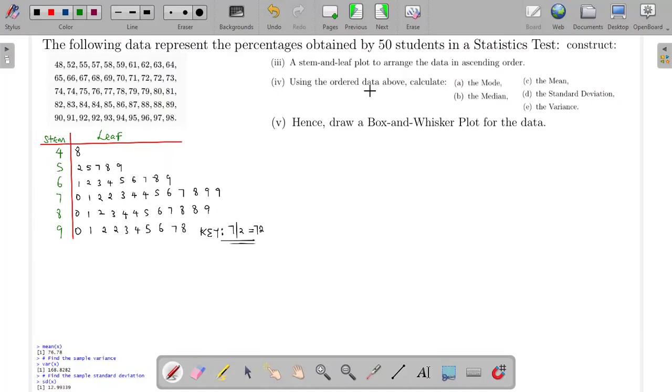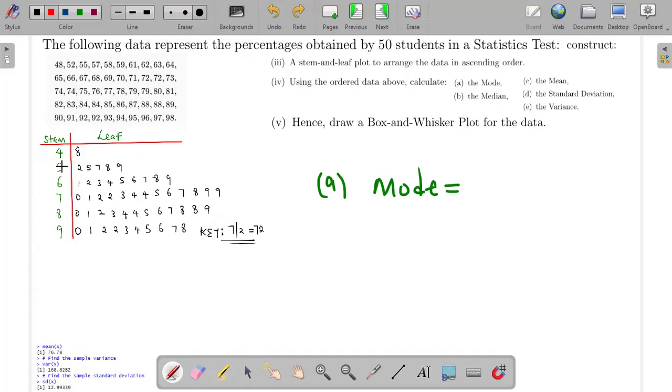Okay, so now number 2 was using the ordered data, meaning this stem and the leaf plot, calculate the mode. Okay, so now what is the mode, guys? The mode is the number that appears most times, the number that appears most frequently. Okay, so now here we don't have such a number that is appearing more than any other number. But we do have numbers that are appearing more than once. So for example, 2 is appearing.